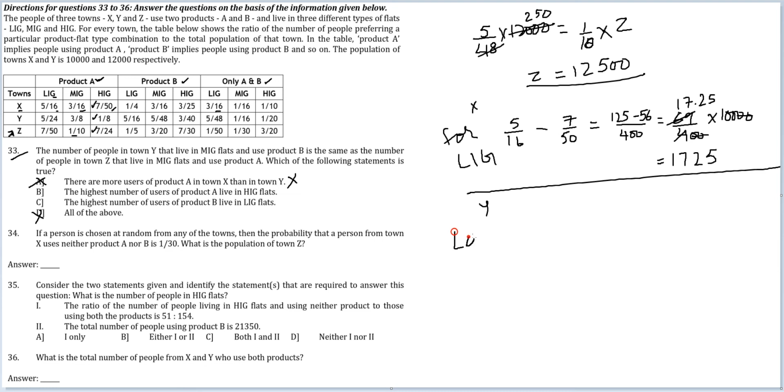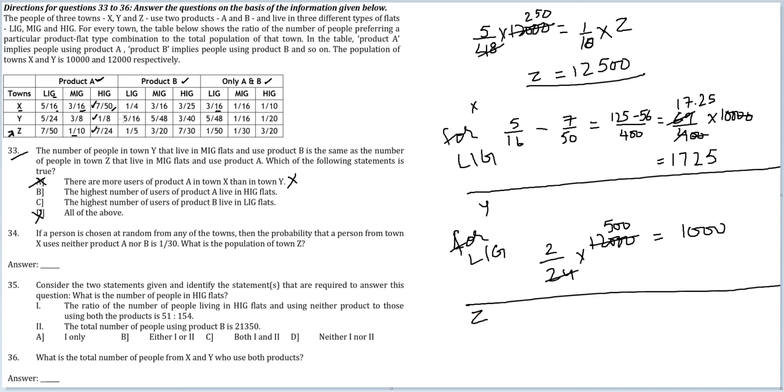For Y, and again it will be for LIG only, because here you have 5 by 24, here you have 3 by 24. So you get 2 by 24 as a gap here, 2 by 24 into 12,000. So you get 500, or a gap of 1000. But in city Z, see, 7 by 24 is larger than 7 by 50. So you'd have to do 7 by 24 minus 7 by 50.